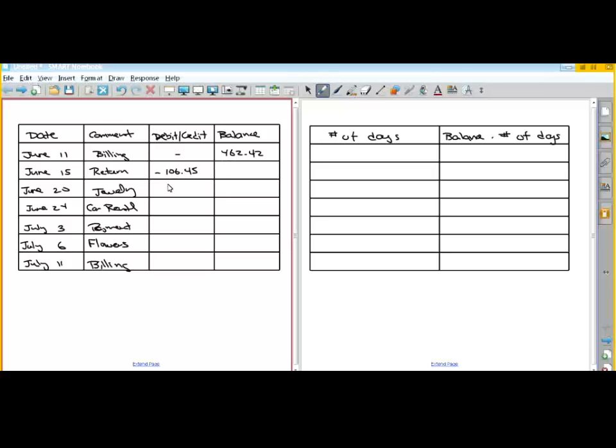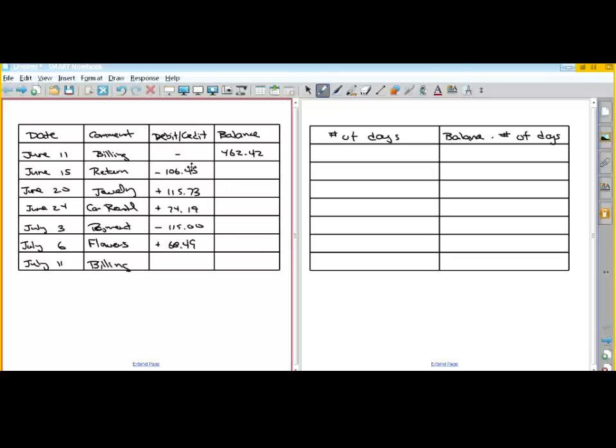Okay, so the return is a negative to the balance. You have jewelry, which is going to add to the balance. You have the car rental, which is going to be added to the balance. You have the payment, which is going to take away from the balance. And you have the flowers, which are going to add to the balance. Ultimately, we're going to have some number here, and what you're going to do is add the interest to this number. You're going to add the interest, and then that'll be your new balance.